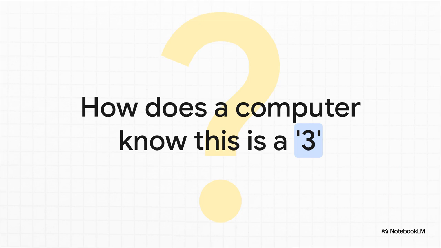Okay, so look at this. You and I, we glance at this and we know instantly that's a 3. It's second nature. But for a computer, which doesn't have eyes or a lifetime of experience with handwriting, this is a huge puzzle. How in the world does it figure this out?